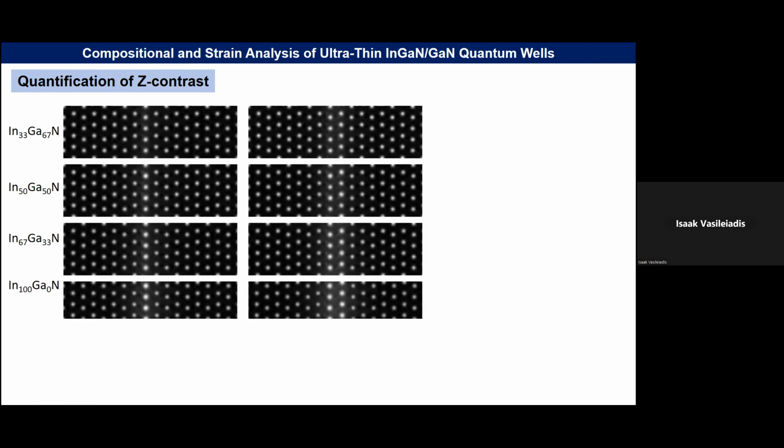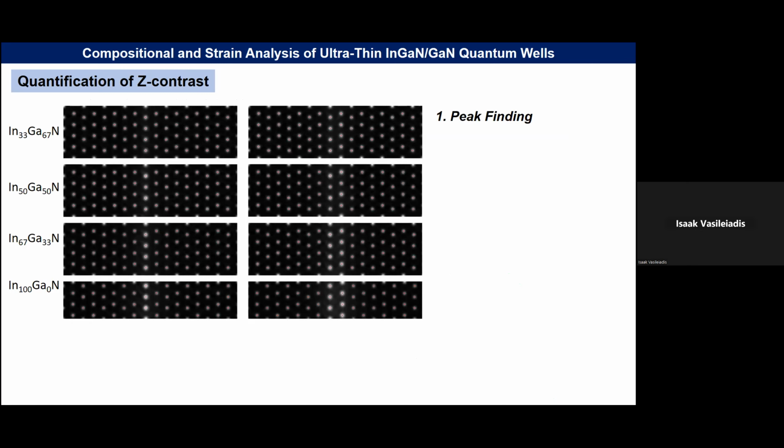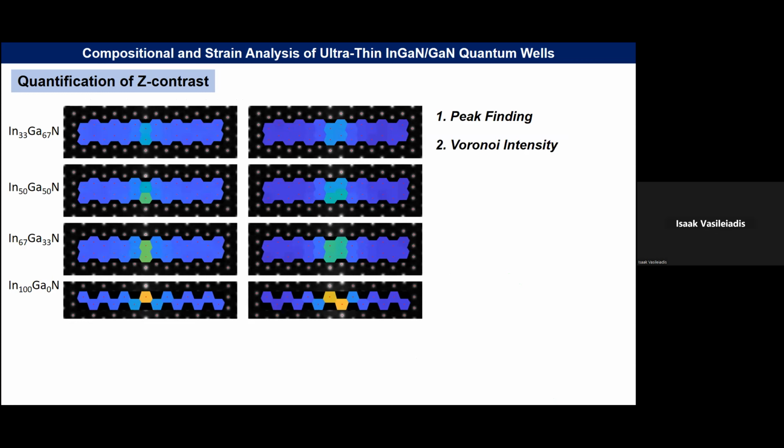And now you can see how we treat all the images. For each image, the first step is to define the peak position, and then we assign to each peak position a Voronoi cell around it. The intensity of the Voronoi cell actually contains the information about thickness and composition. And then we establish a comparison criterion, the intensity ratio.